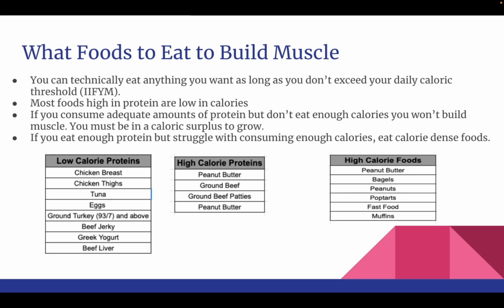You need to determine your maintenance calories via a TDEE calculator. You want to eat above your maintenance calories that you found via that TDEE calculator. You want to determine your maintenance calories via trial and error and monitor your weight for 2 weeks to determine if the amount you're eating above your maintenance calories is yielding the results you desire. And understand that foods that are high in protein typically are low in calories, and that if you struggle eating enough calories, you should eat calorie-dense foods.